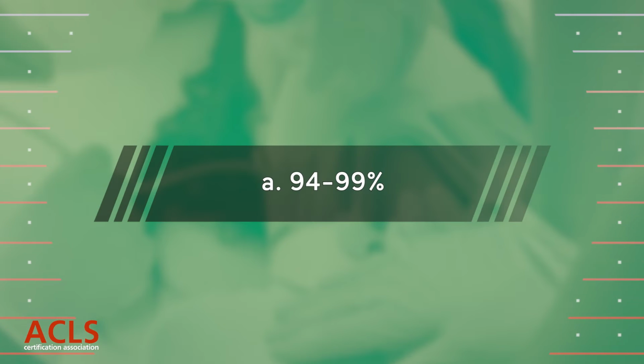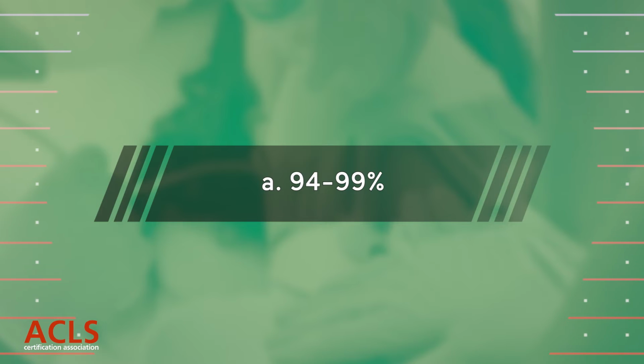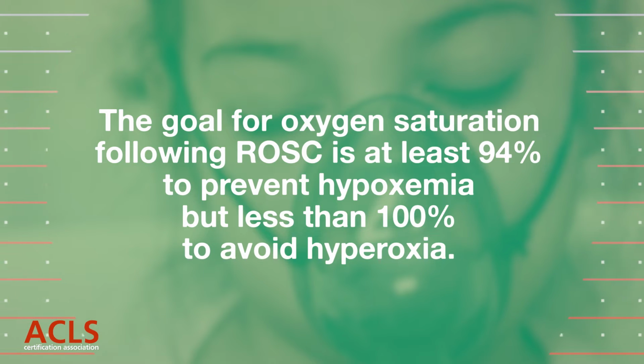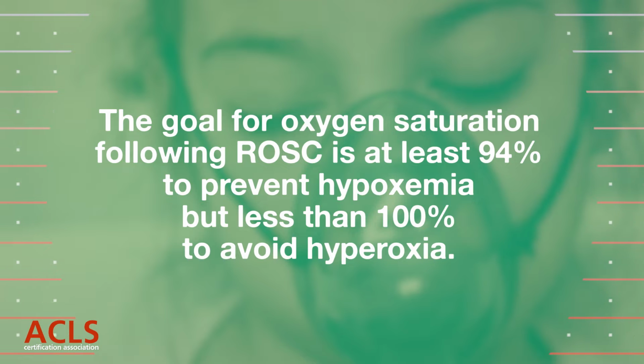Correct answer A. 94 to 99%. The goal for oxygen saturation following ROSC is at least 94% to prevent hypoxemia, but less than 100% to avoid hyperoxia.